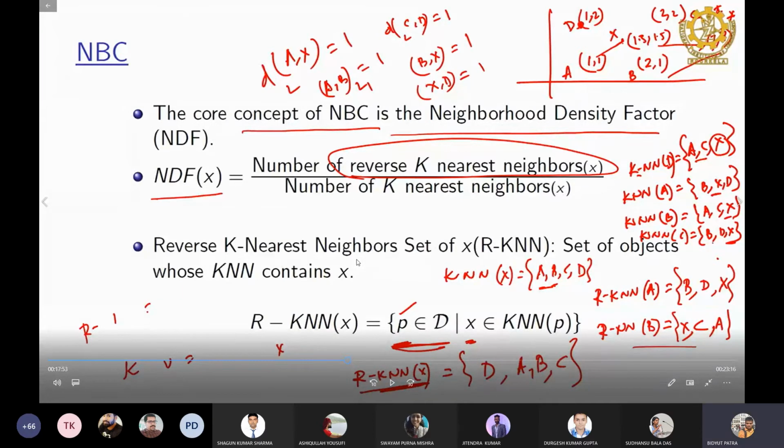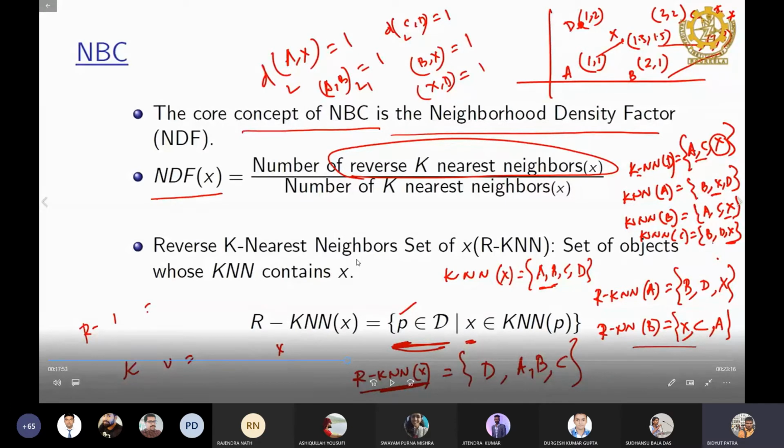Sir, KNN of F will contain D also, because the distance of F and D is equal to F and X and F and B. What is the distance between D and F? 6 plus 5, 11. Oh, okay. Yes, it should have included D also.